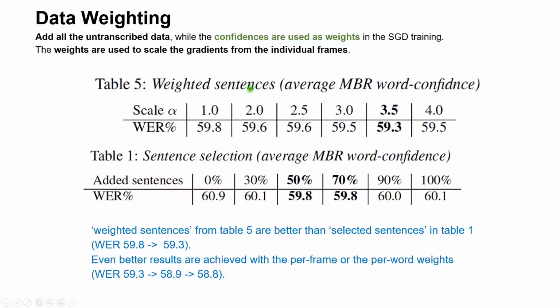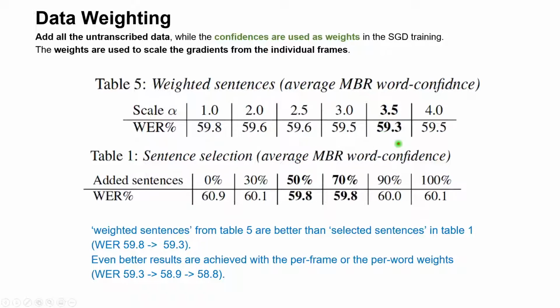Then they further added the weightage also. The confidence score was used as a weight. And then they checked what it looks like if we apply the weightage to all three things: sentence, word, and frames. So this was the table I showed previously, and this is again the weighted sentence.